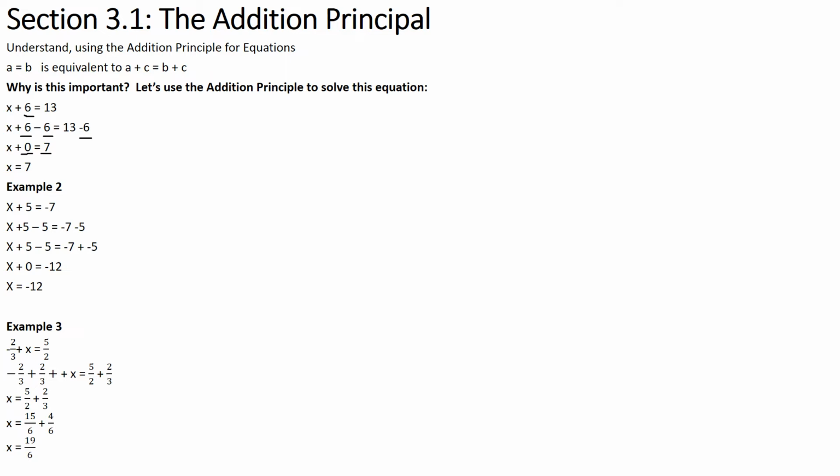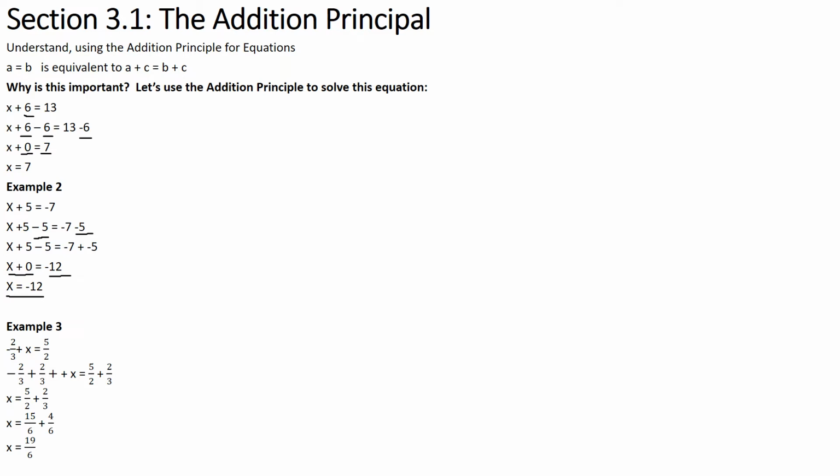Here's another one. x plus 5 equals negative 7. Get all the letters on one side, numbers on the other. So I have x plus 5 minus 5 on the left, and if I do minus 5 on the left, I do minus 5 on the right. x plus 5 minus 5 equals negative 7 minus 5. Negative 7 minus 5 is negative 12. x plus 5 minus 5 simply leaves x plus 0, or x. So x equals negative 12.